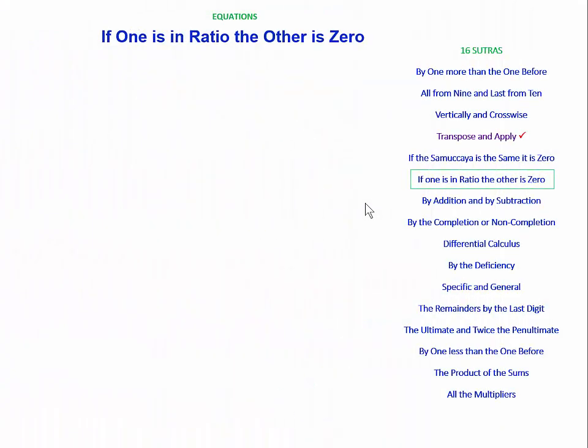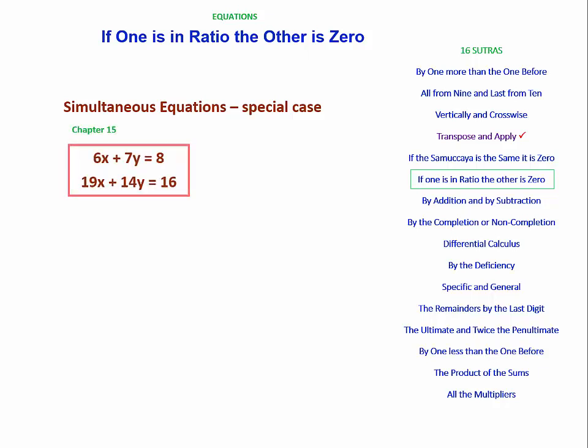Now we move on to this sutra, Anarupya Shunyam Anyat. If one is in ratio, the other is 0. Deficiency gives a nice application of this sutra in the solution of a special type of simultaneous equations. And this is an illustration. We've got a special case here.